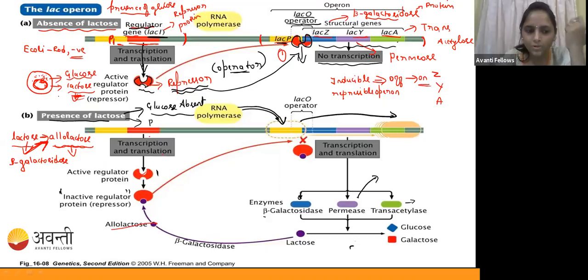Now this lactose is converted into allolactose, right? Guys, whenever there is lactose present in the media, the lactose is converted into allolactose. Now this allolactose is going to bind to the repressor. It is the purple color you are seeing, right? So this is called the allolactose.